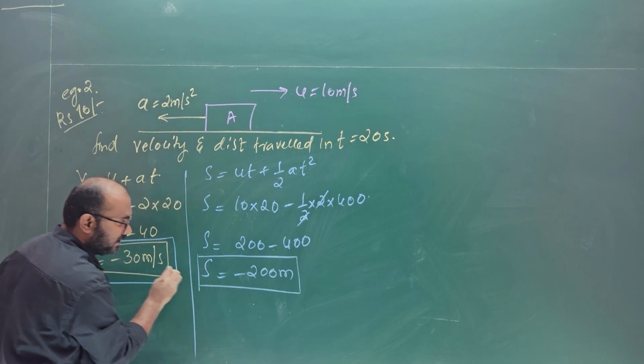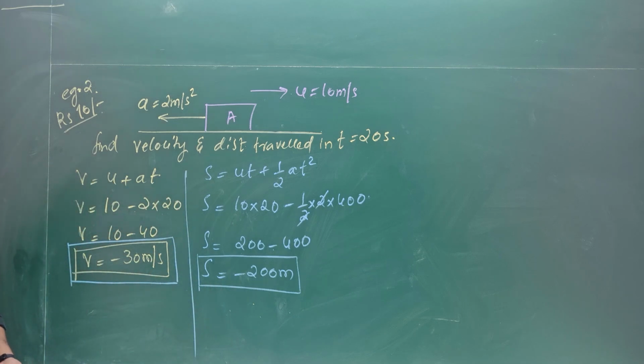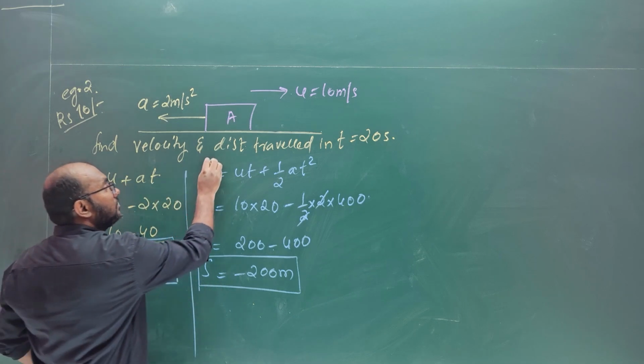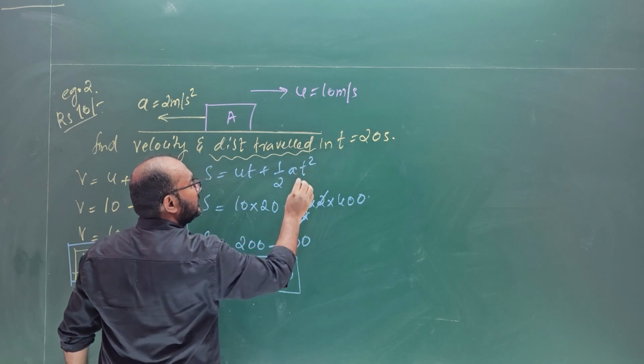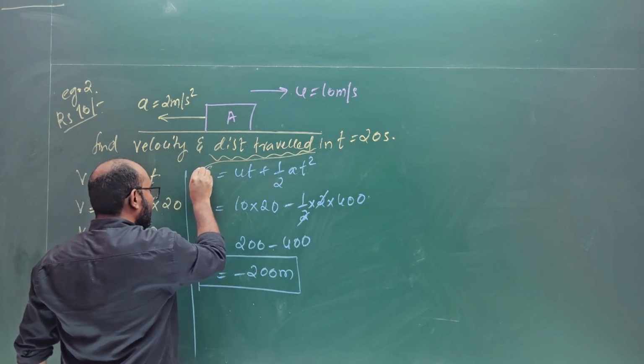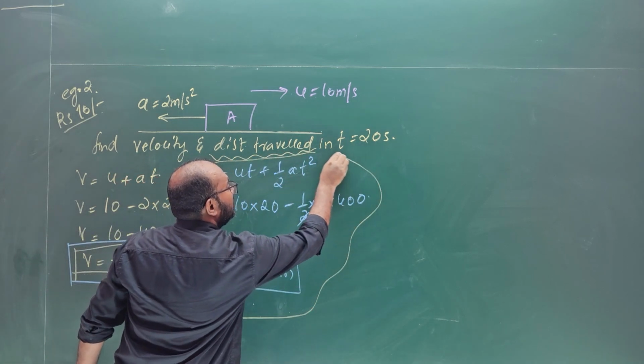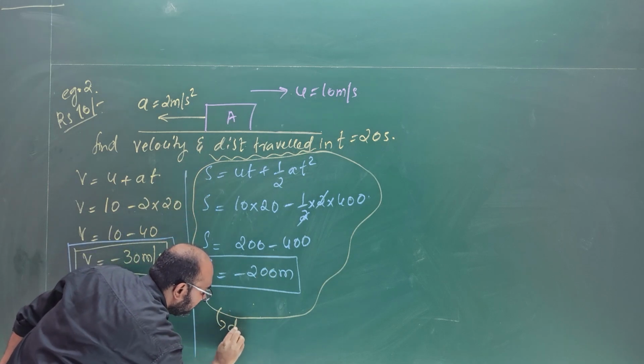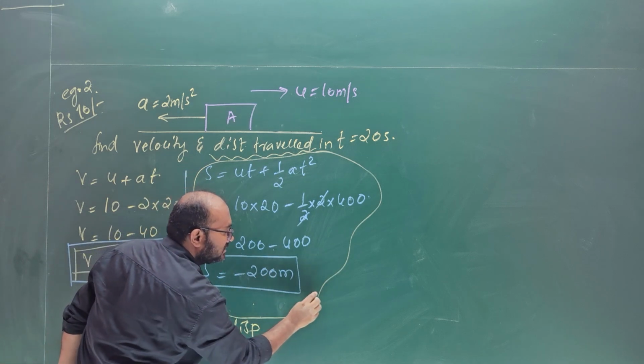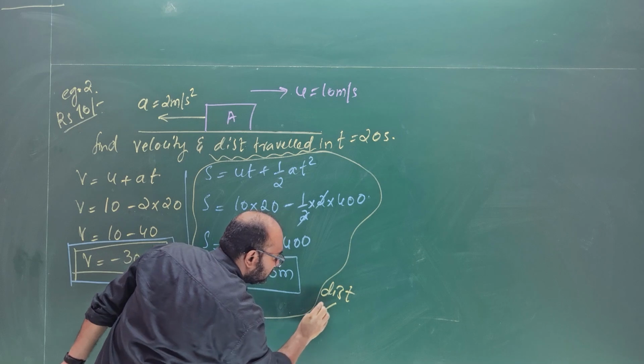You got this displacement. But the question is asked on distance traveled. That means this value provides you displacement. For distance, this answer is wrong.